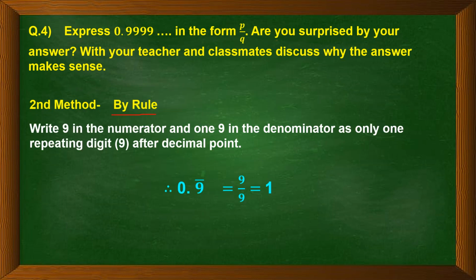Let us see what the answer will come by rule 2. Now the rule method says that write the numerator as it is without the decimal point. So in the numerator we have 9. So write 9 in the numerator, and only one 9 in the denominator will come, as only one repeating digit, that is 9, is after the decimal point. So 0.9 bar will be 9 upon 9, which is equal to 1. So again we have got 1. By the second method also we have got 1. So by the first method, that is the x method, we were getting 1, and by the second method, that is the rule method, also we are getting 1 as the answer. So nothing to get surprised, because the answer is same, and it is quite obvious that 9 and 9 will get cancelled and we will get 1, right?